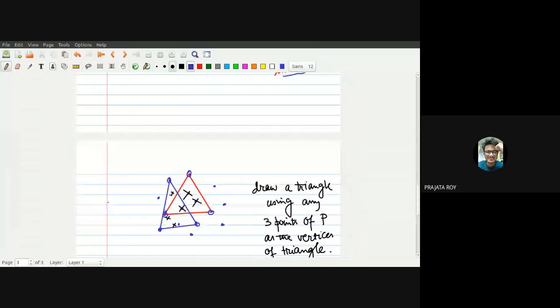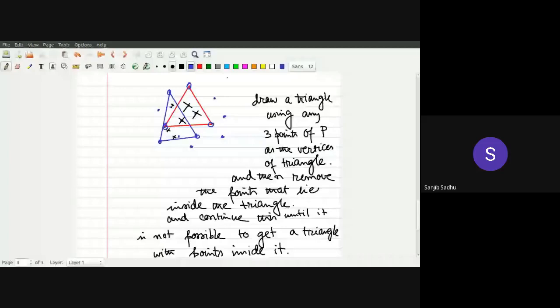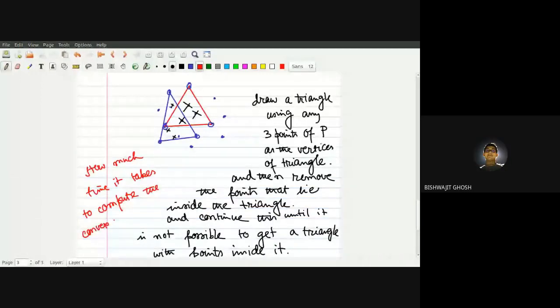Is it clear or not? Yes, sir. Now, how much time does it take? This is a very simple algorithm, but how much time does it take to compute the convex hull? When does this algorithm terminate? When does this triangle formation stop finally? I didn't get that part. I am saying, suppose you are removing points.